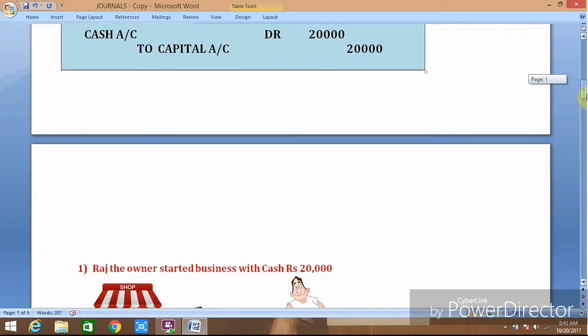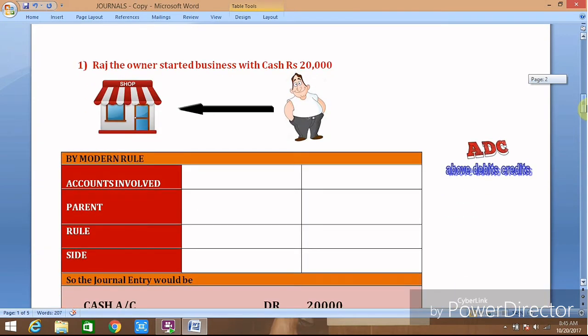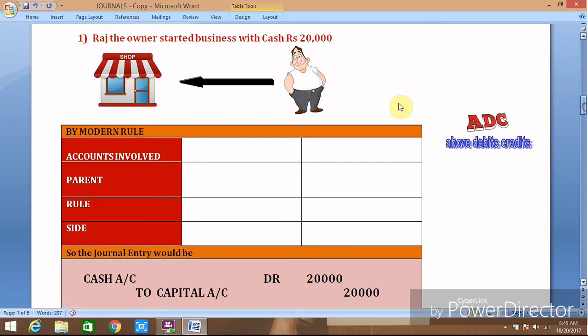Similarly, if we go with the same example to solve the same question by the modern rule, we find that the two accounts involved are the cash account and of course the capital account.